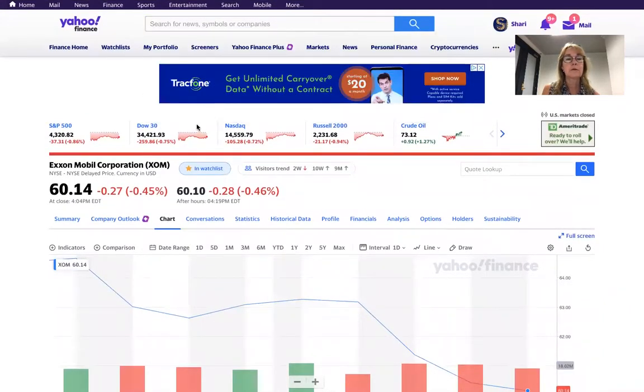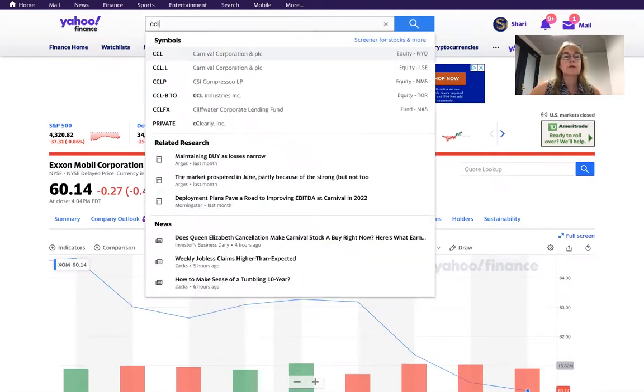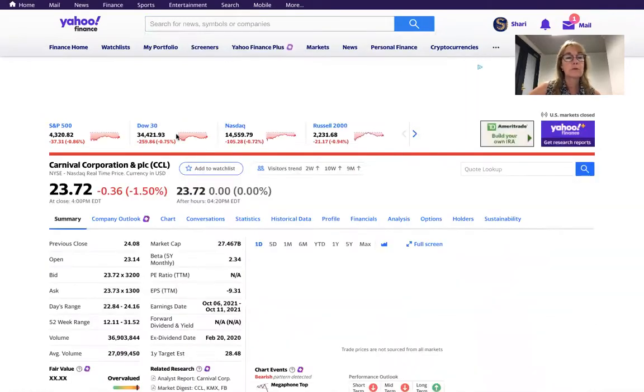Okay. So let's go to another company. Let's see here. Let me think of one. Let's look at one of the cruise lines. Let's look at Carnival and see what they say about Carnival.